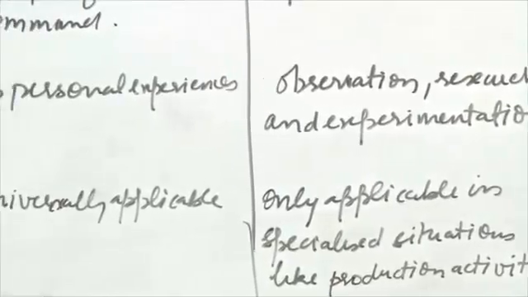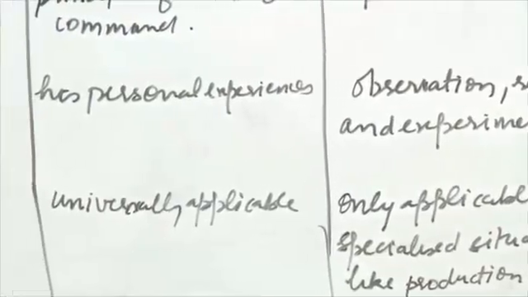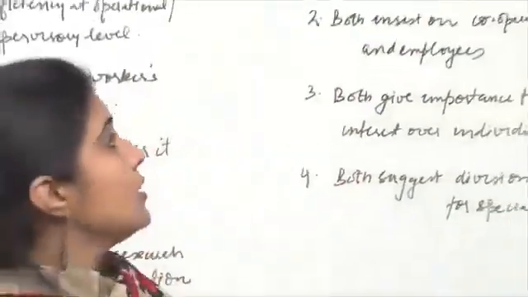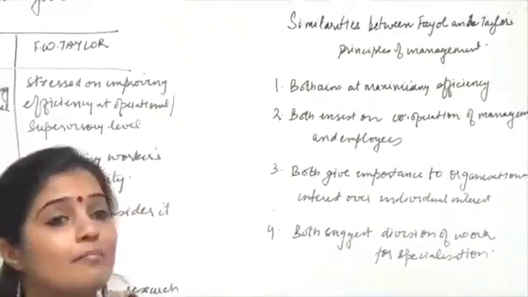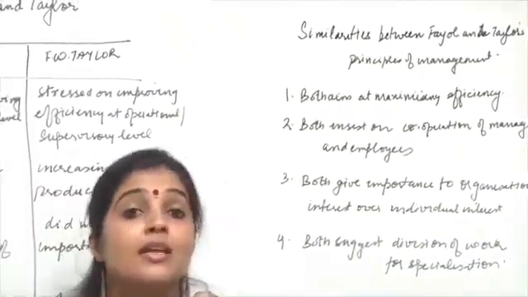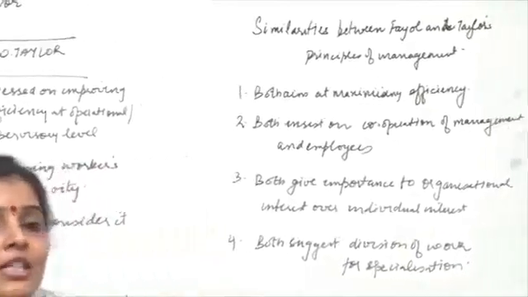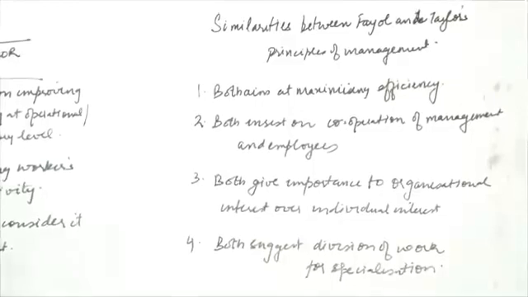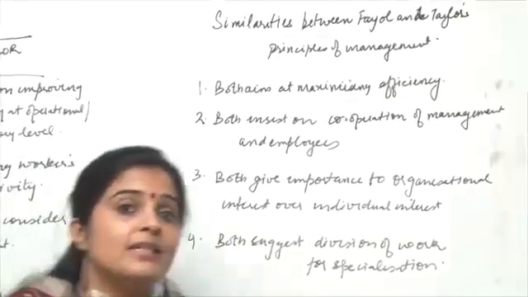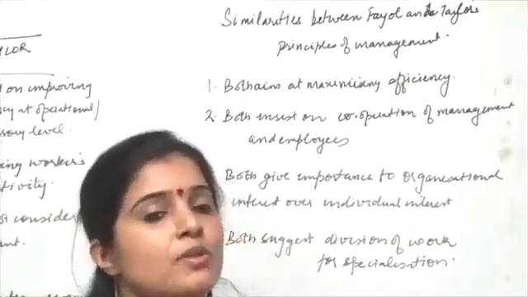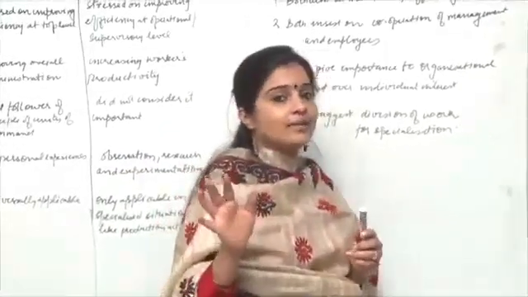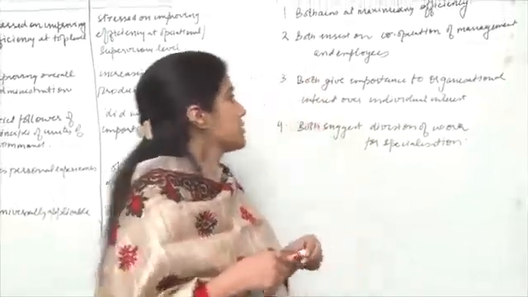Having done the comparison between Fayol and Taylor, we should also not miss what the similarities between these two are, right? The first one is that both the principles aim at maximizing efficiency. Maximizing efficiency means enabling the top level management and the supervisory level management to complete the task at the minimum possible cost. Efficiency means that you are able to complete the job at the least possible cost.